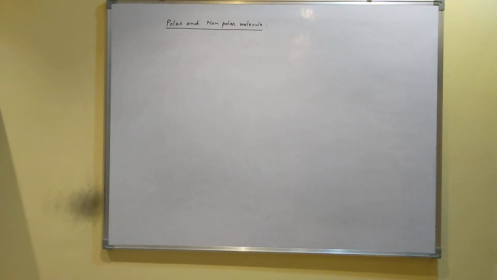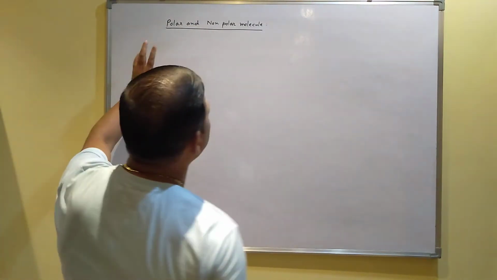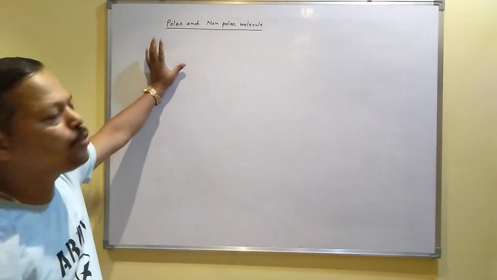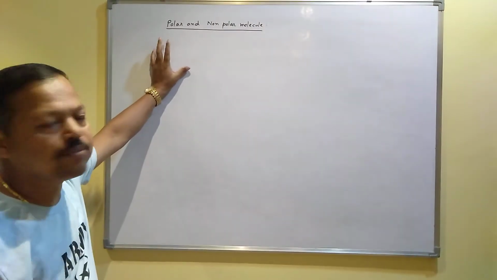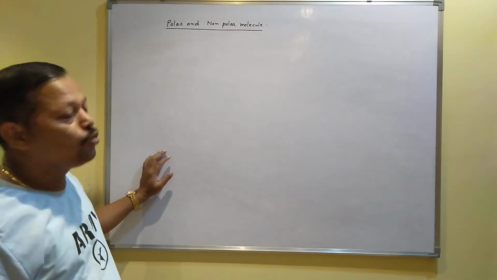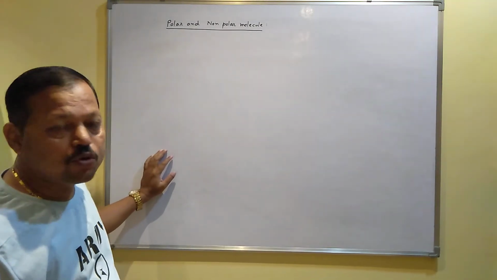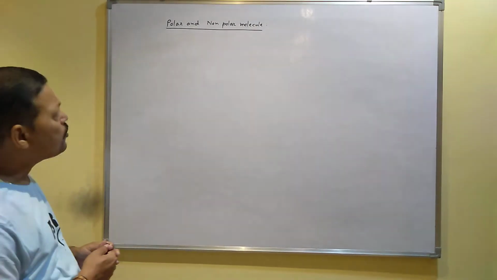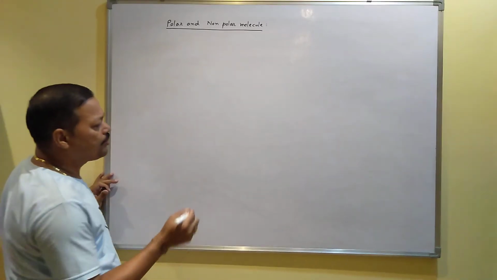Good morning, students. Today we will do a new topic from the chemical bonding chapter. This is polar and non-polar molecule. This is one of the important topics from the chemical bonding chapter. Actually, some molecules are called polar molecules and some molecules are called non-polar molecules. So what is a polar and non-polar molecule?